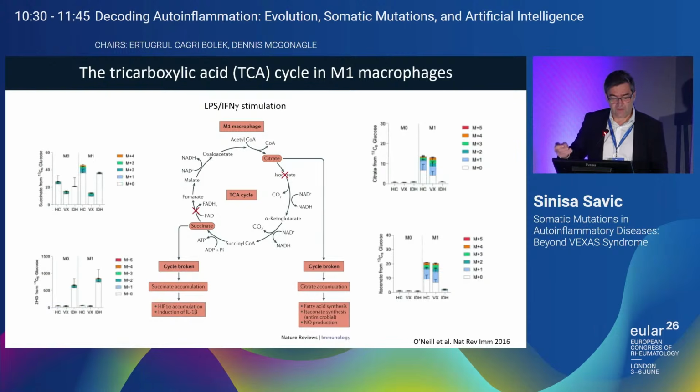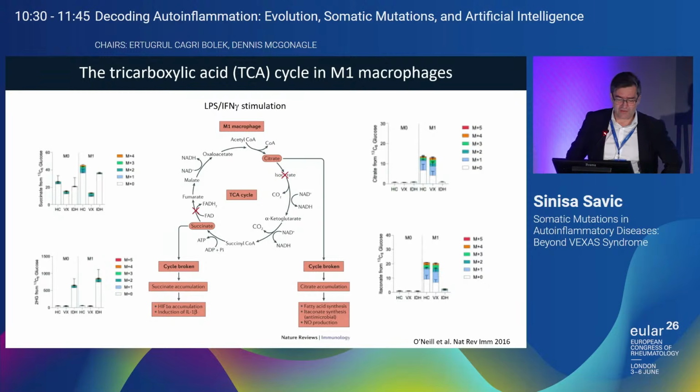On the other hand, these IDH patients make much more succinate than the VEXAS patients and healthy controls, and again that might provide much more supply of this intermediate metabolite to drive the inflammatory activation of the inflammasome and IL-1 beta.